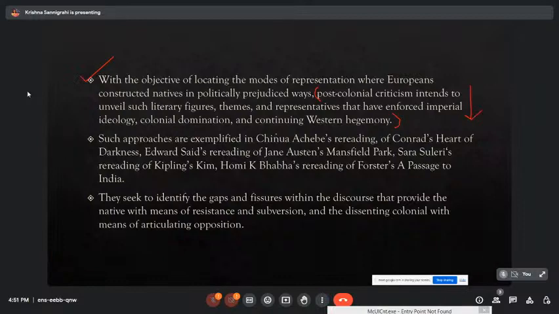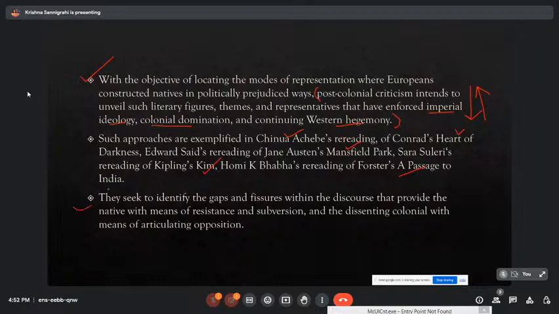Such approaches are exemplified in Chinua Achebe's rereading of Conrad's Heart of Darkness, Edward Said's rereading of Jane Austen's Mansfield Park, Sara Suleri's rereading of Kipling's Kim, Homi K. Bhabha's rereading of Forster's A Passage to India. So rereading is suggesting that you are actually rereading that text with the concept of decoding these aspects. The aspects of what? Literary figures, themes, representatives, which are talking about the continuation or the purposeful use of the figures in order to take ahead the imperial ideology, colonial domination, and continuing of Western hegemony.